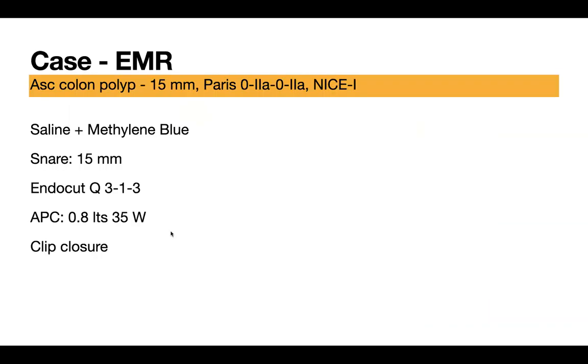So let me summarize here. I think it's a 15 millimeter polyp. We use saline and methylene blue. We use a snare, Endocut Q313. We used APC, and then we closed and we put a tattoo.